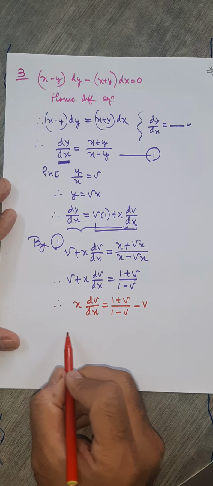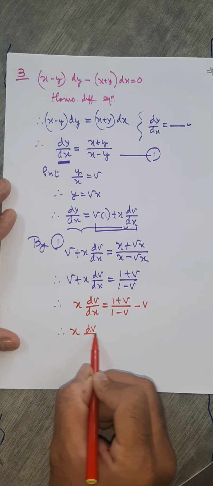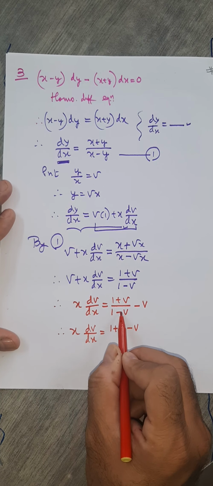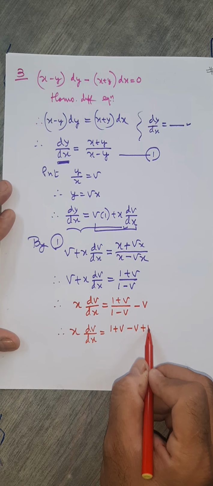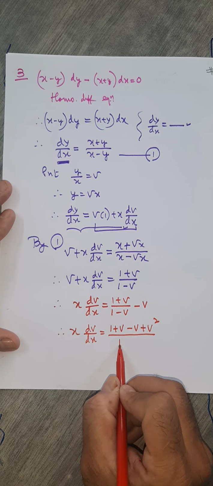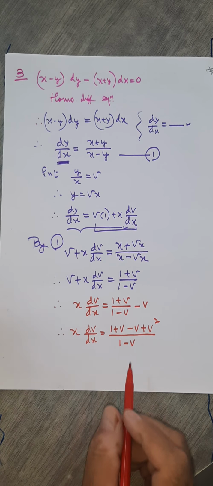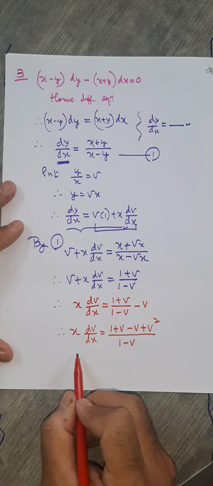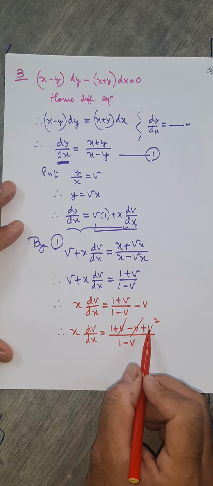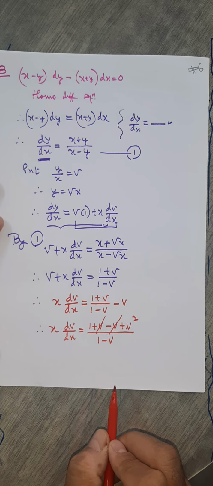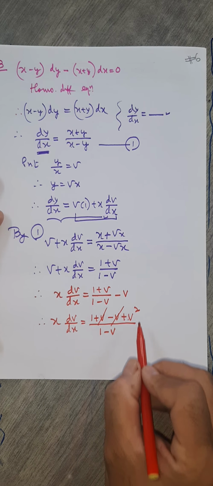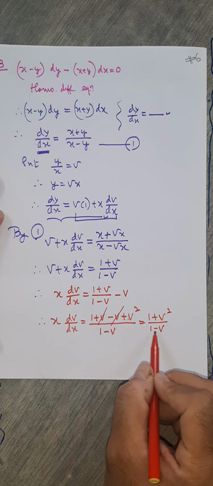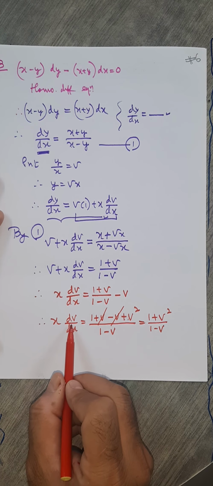Now simplify this. x dv by dx equals (1 plus v minus v plus v squared) upon (1 minus v). If you just multiply, this is minus v and minus times minus will be plus v squared. So this will get cancelled, and here we are getting (1 plus v squared) upon (1 minus v). Now you can see that this is purely in v and x.